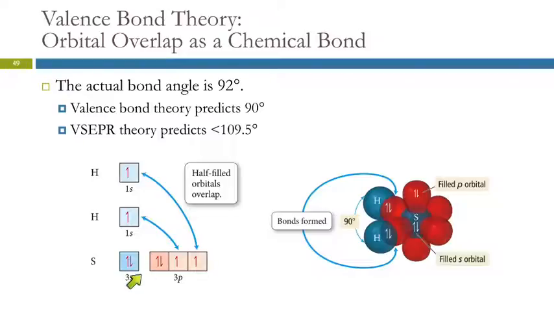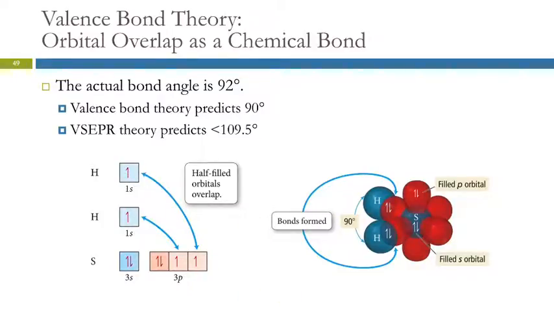So here is a valence orbital diagram for sulfur. Everybody okay with that? It's got 6 valence electrons, 2 in the 3s orbital, 4 in the 3p orbital. There's going to be 2 orbitals that are only half filled. Here are the orbital diagrams for hydrogen. So we can get the hydrogen's half-filled orbital overlapping with a half-filled p orbital for sulfur. And we can have the same thing happening with the other hydrogen overlapping here.